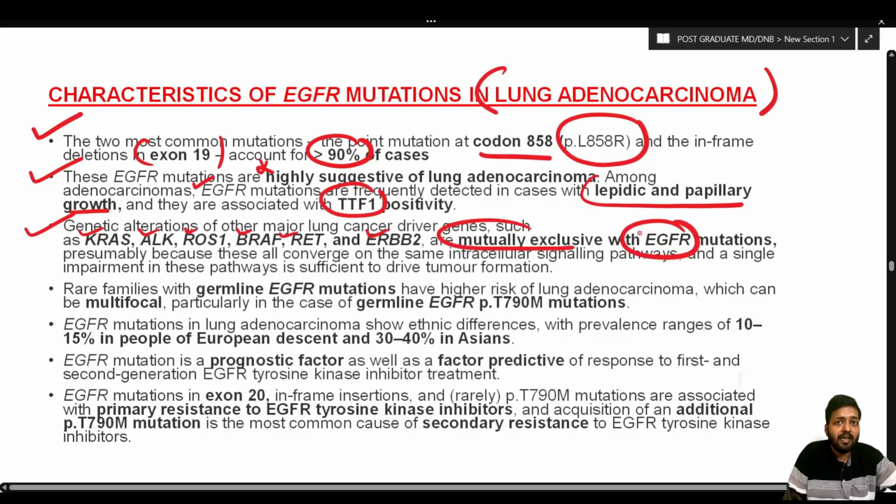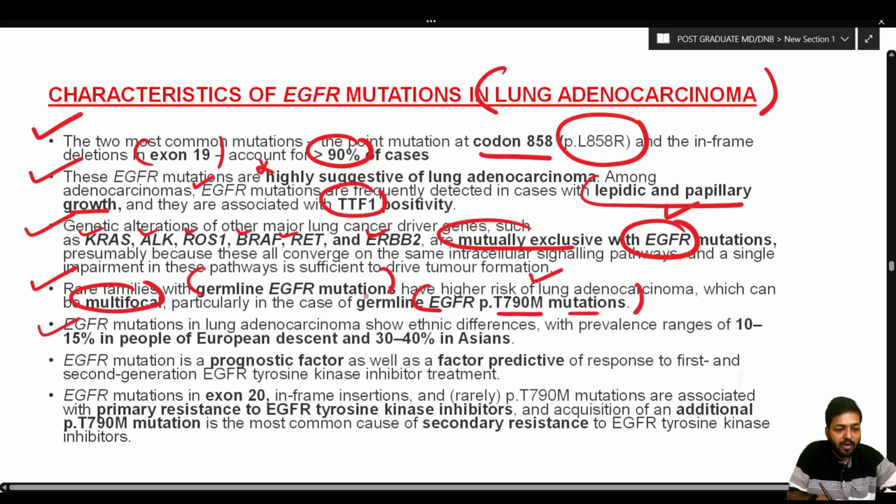What is the meaning of that? The meaning is, if in one tumor EGFR is present, then these other mutations will not be present. If in one tumor a KRAS mutation is present, then EGFR will not be present. So they are mutually exclusive of each other. Then rare families with germline EGFR mutation, that is inheritable and inherited from the families, have a very high risk of adenocarcinoma, which can be multifocal, particularly in the case of germline EGFR T790M mutation.